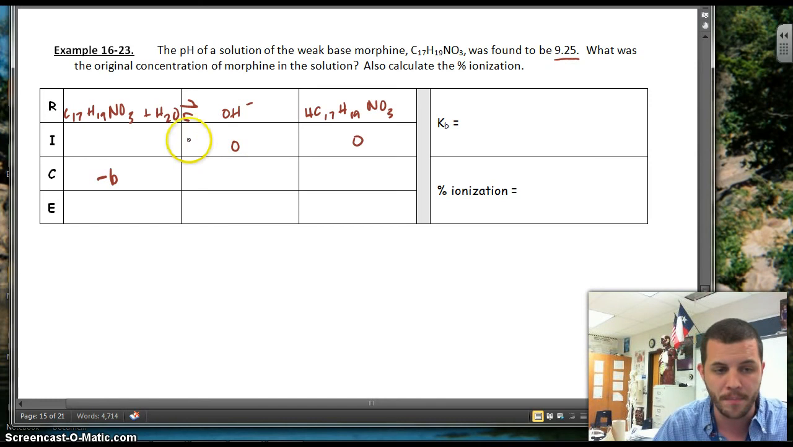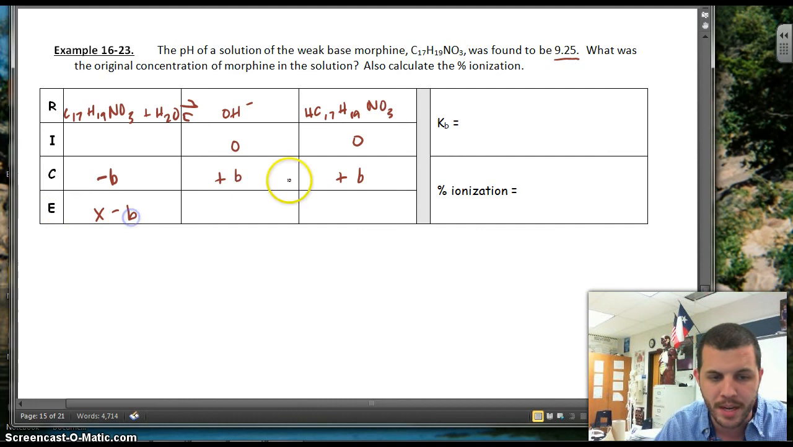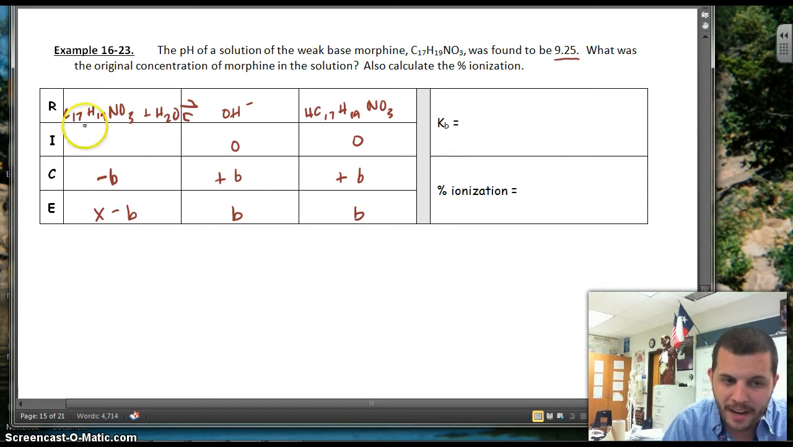Now, this is a 1 to 1 to 1 ratio. So if this goes down by B, that means this is going to go up by B, and this is also going to go up by B. And so now this is kind of like x minus b. We don't really know what it is yet. So x minus b, 0 plus b is b, 0 plus b is b. And so I'm trying to go back and find this initial concentration.